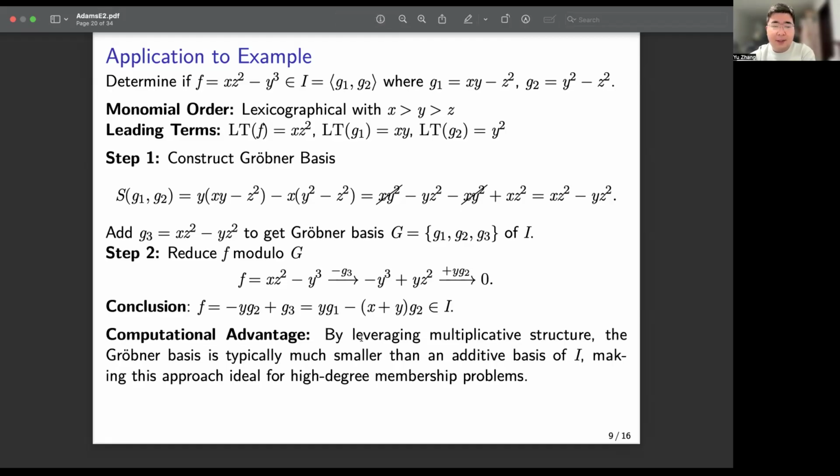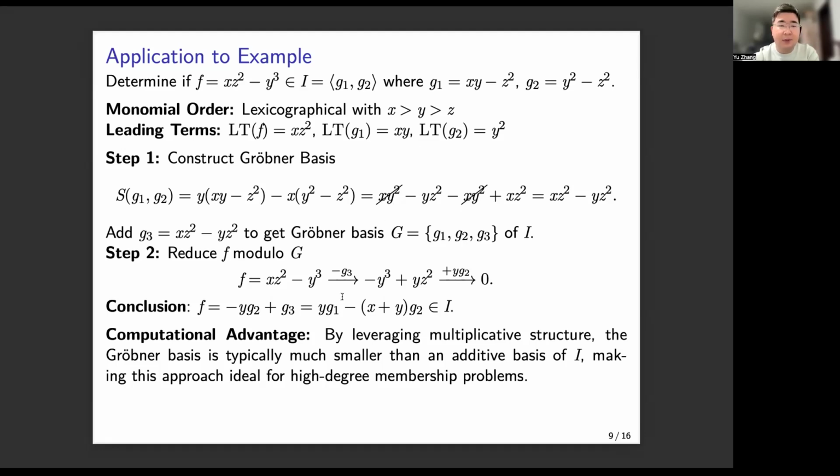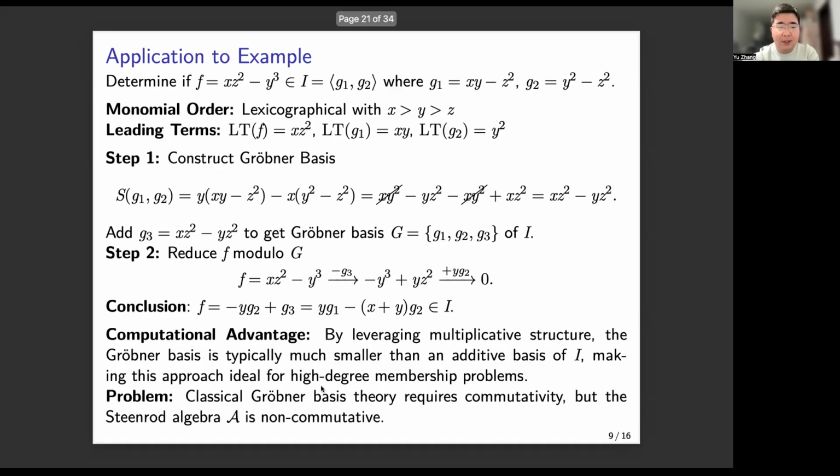Here the advantage is that we are taking advantage of the multiplicative structure, and usually the Gröbner basis is much smaller than the size of an additive basis of an ideal I. So this approach is ideal for high-degree computations. But here is a problem, because the classical theorem assumes commutativity. In our case, we want to work with the Steenrod algebra A, but it is not commutative.